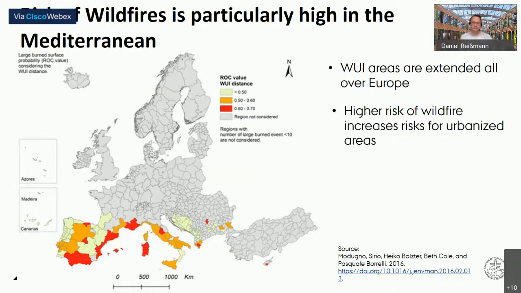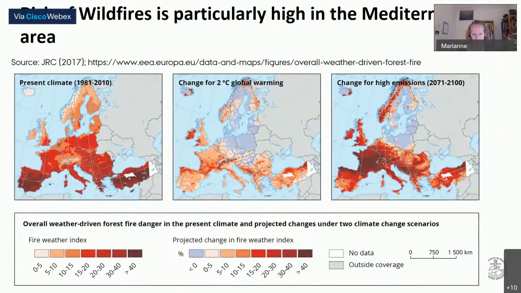This is a map that shows the link between large fires and urban areas. It shows that the problem is predominantly in the southern part of Europe. And here there's a forecast of the risk of wildfires in Europe, if we take the high-end emissions scenario.